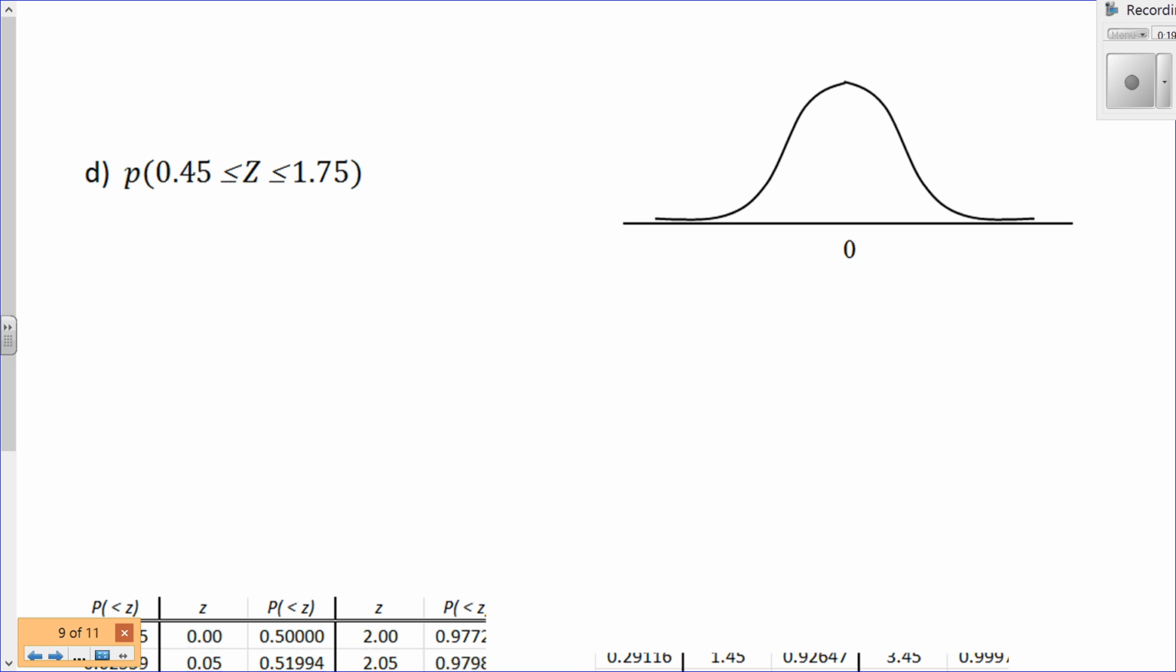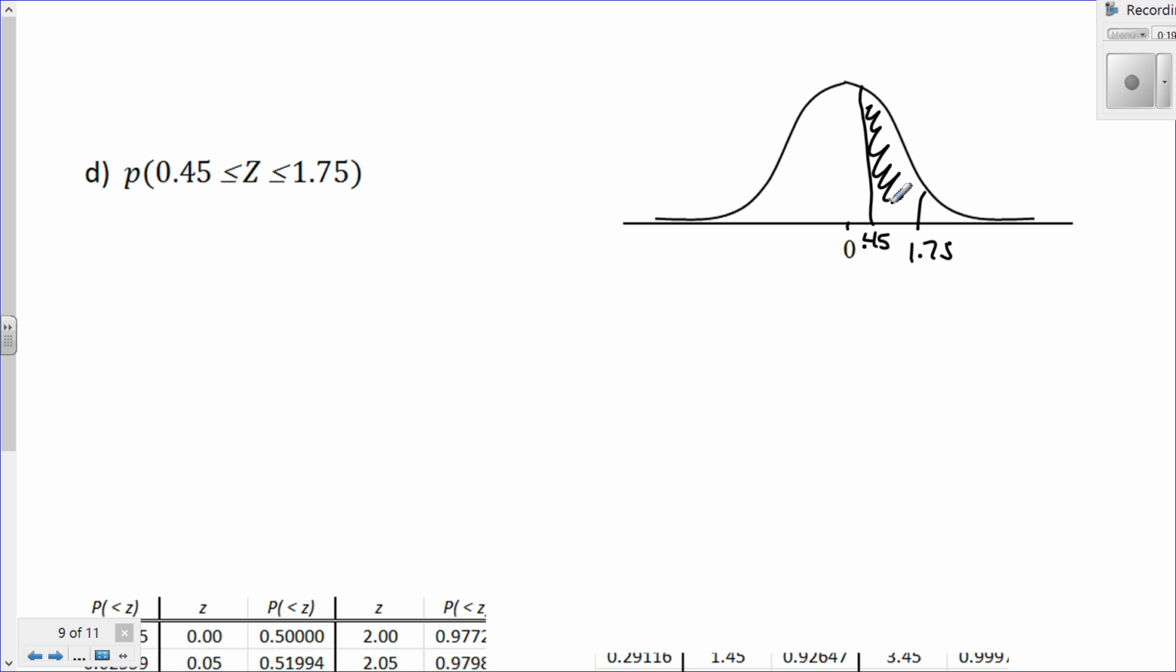Okay, this one's just a little different looking because I want the probability of z being between two positive values. The mechanics are the same. It's just kind of a squeeze to get much of a sketch in here. So 0.45, that's a little bit smaller than half a deviation, so that's quite close to the 0. 1.75.